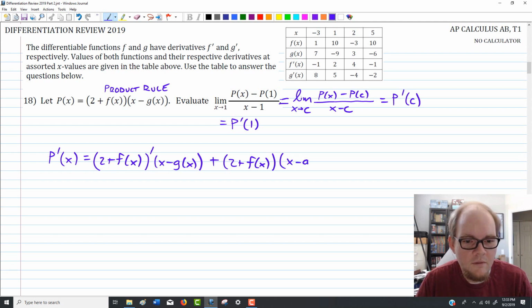Yeah, see, there's no song. We don't have a song for that one. F prime g plus g prime f. That's the end of the song. No, it's not working for me.